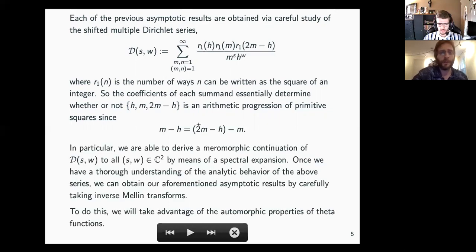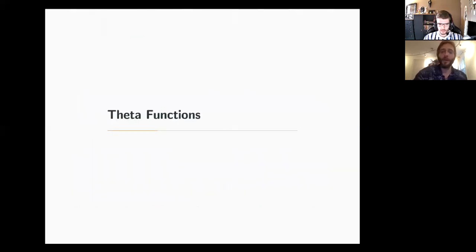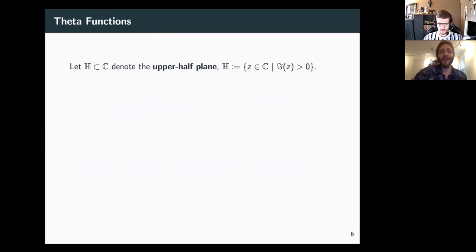In particular, we are able to derive a meromorphic continuation of this triple shifted Dirichlet series to the entire C^2, the complex plane squared, by means of a spectral expansion. Once we are able to get a thorough understanding of the analytic behavior of this series, we can then take a bunch of complicated inverse Mellin transforms to figure out what the asymptotics are. And to do this, we're going to have to take advantage of the automorphic properties of theta functions. So theta functions, let's talk about those a little bit.